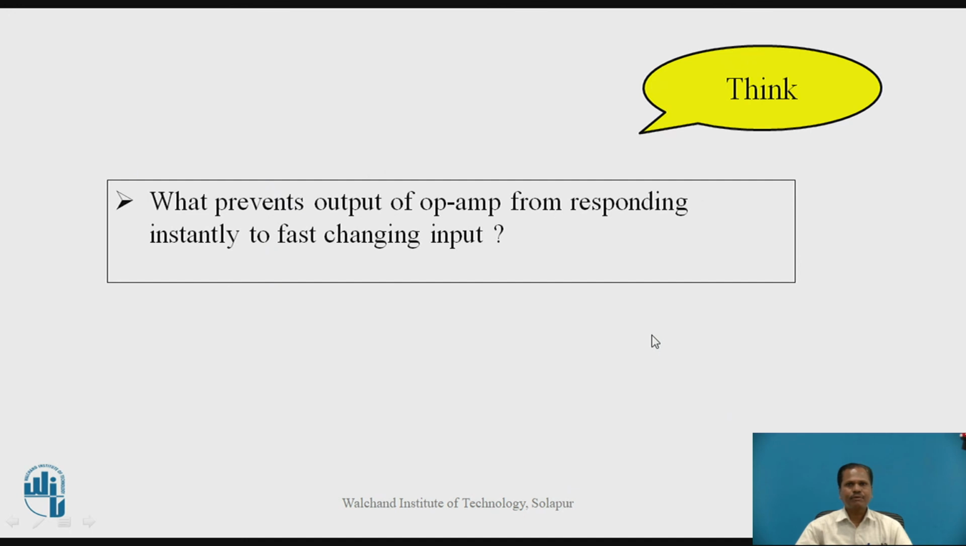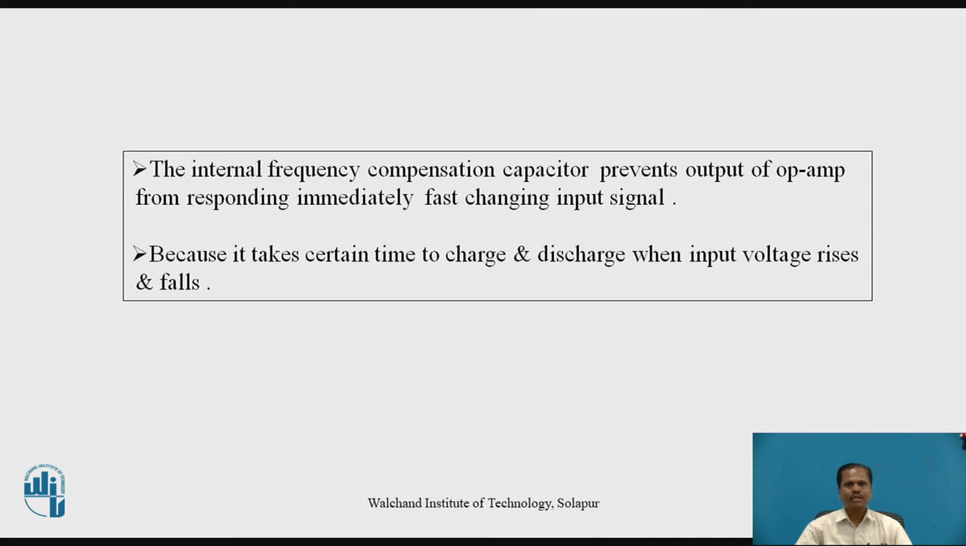Now the student can pause the video here and think over this question. What prevents the output of an operational amplifier from responding immediately, instantly, to a fast changing input? The answer is the internal frequency compensation capacitor prevents the output of the operational amplifier from responding immediately to a fast changing input signal, because this internal compensation capacitor takes a certain time to charge and discharge when the input voltage signal rises and falls, increases and decreases cycle by cycle.